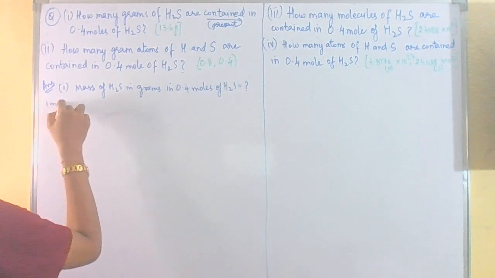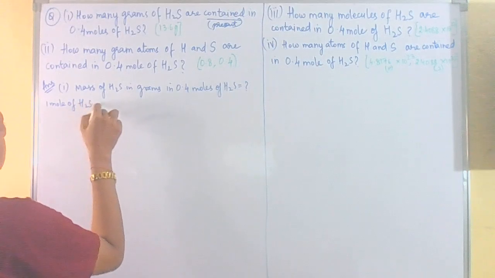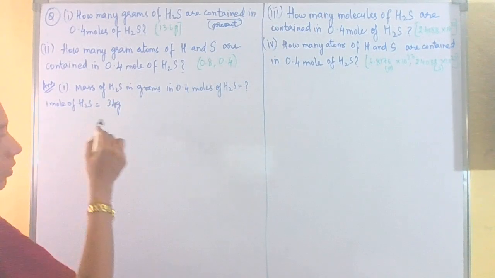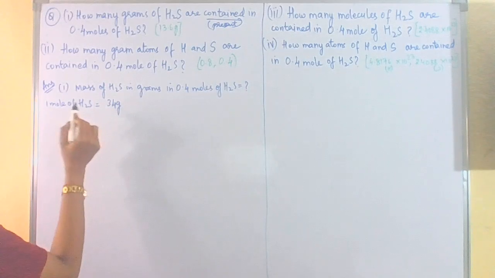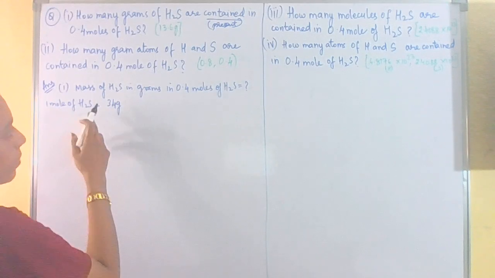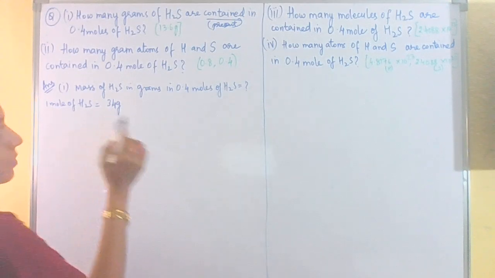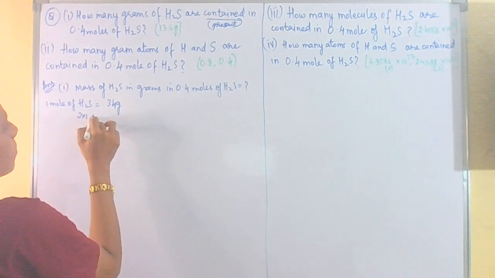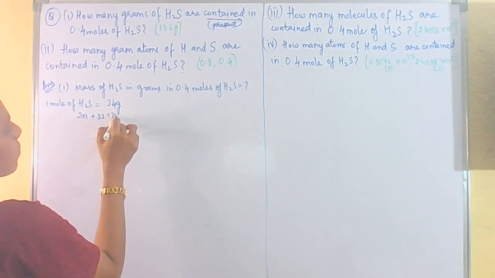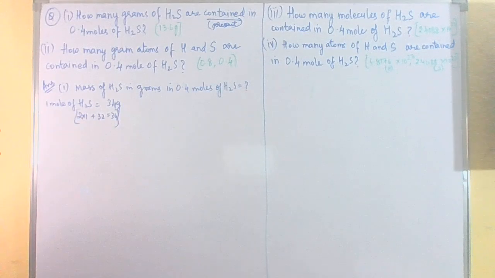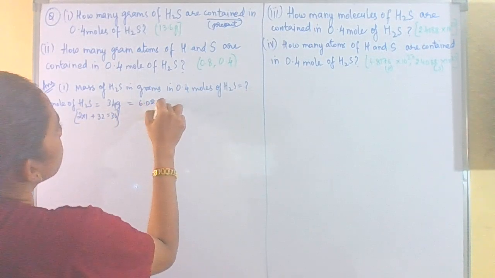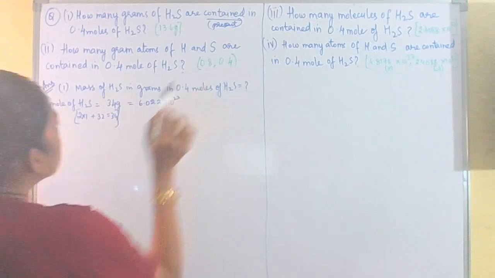1 mole of H2S is equal to 34 grams. 32 AMU is the atomic mass of sulfur, and hydrogen is 1. So 2 into 1 plus 32 is equal to 34 grams, which is equal to 6.022 into 10 to the power 23 molecules of H2S.